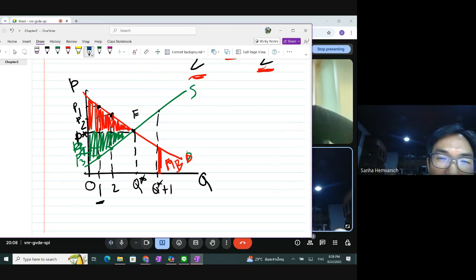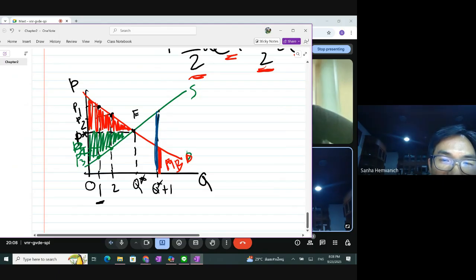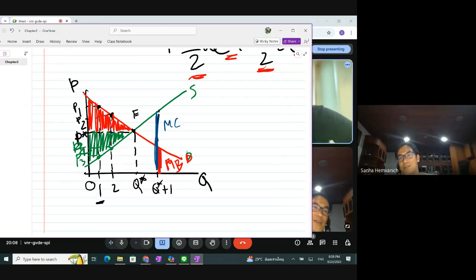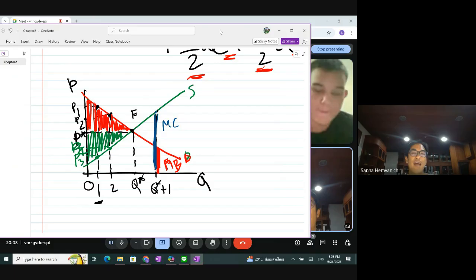But the marginal cost is this. So the cost is more than you're benefiting. So that's why you're not going to do it. No one's going to do it. That makes sense, because you're going to have a negative benefit.